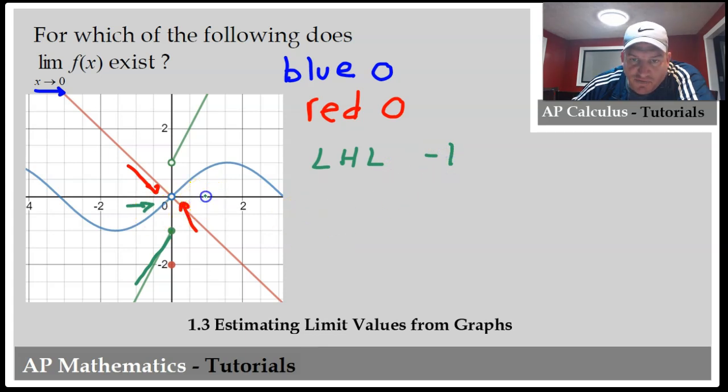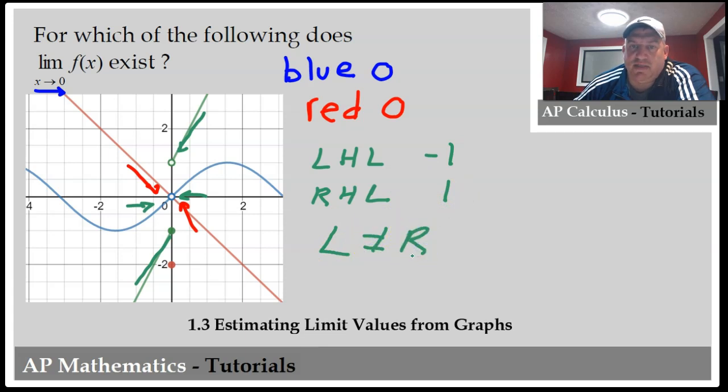As we approach 0 from the right-hand side, I'm talking about this portion of the graph, it comes down and approaches a value of +1. So my right-hand limit is +1. And since my left-hand limit does not equal my right-hand limit, the general limit of the green graph as x approaches 0 does not exist.